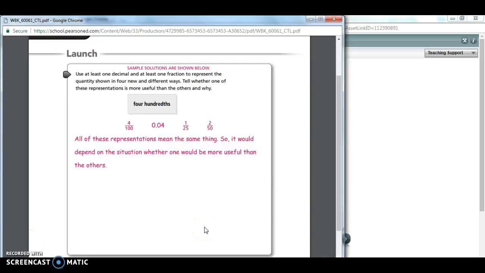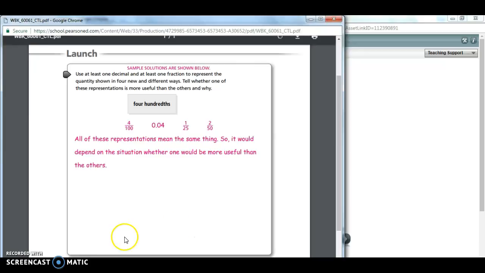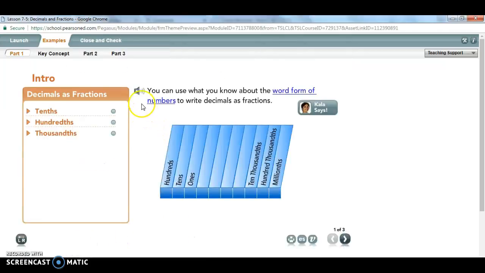Here are some possible solutions to our launch problem if you want to read through them and get a better understanding of what the launch problem was asking. Moving on to part 1.